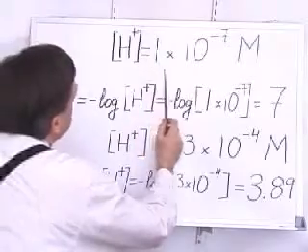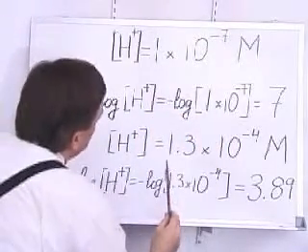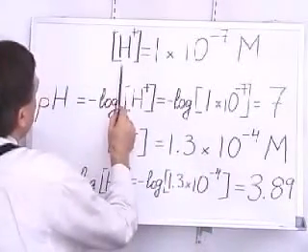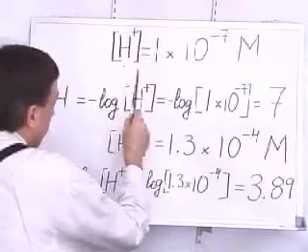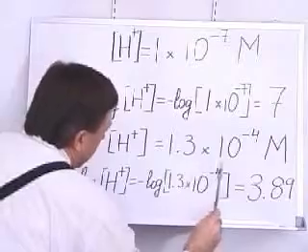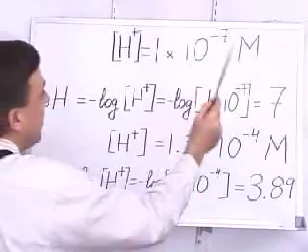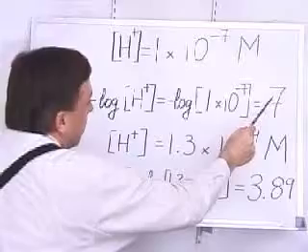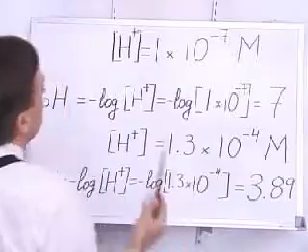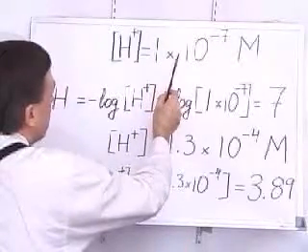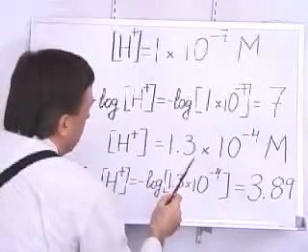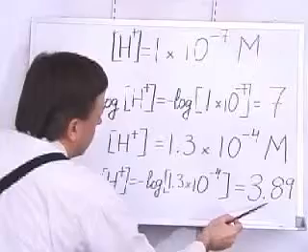Now notice that 1 times 10 to the minus 7th is a smaller number than 1.3 times 10 to the minus 4th. Therefore, the molarity of the protons in the first case is lower than the molarity of the protons in the second case. However, the pH in the first case is a larger positive number than the pH in the second case. In other words, the lower the concentration of the protons, the higher the pH. The higher the concentration of the protons, the lower the pH.